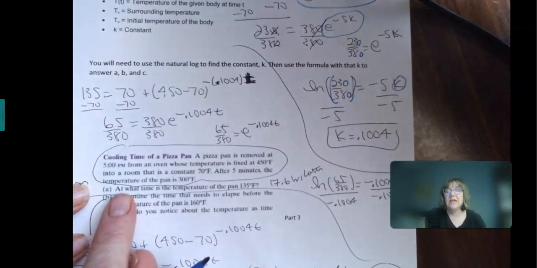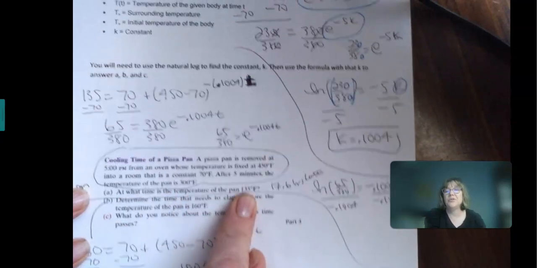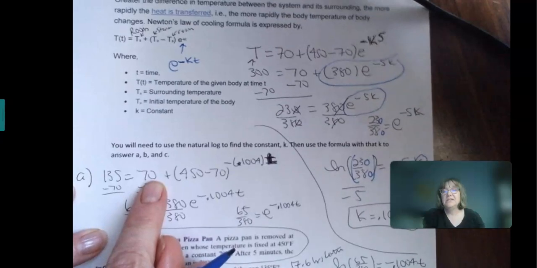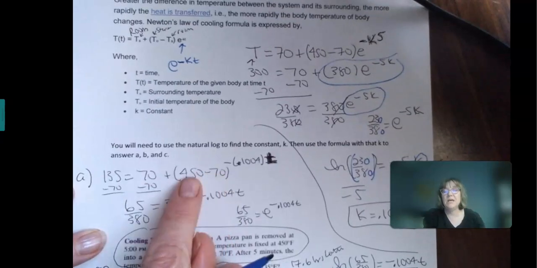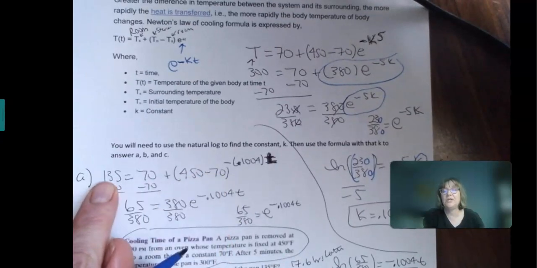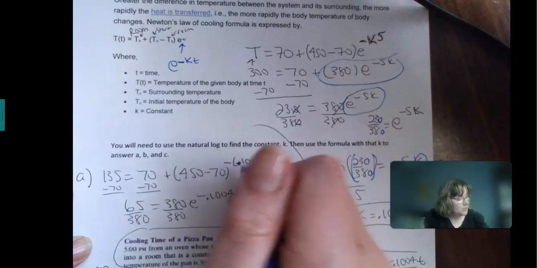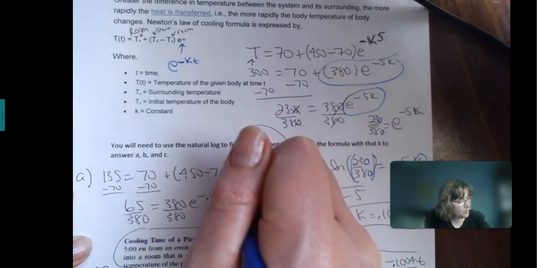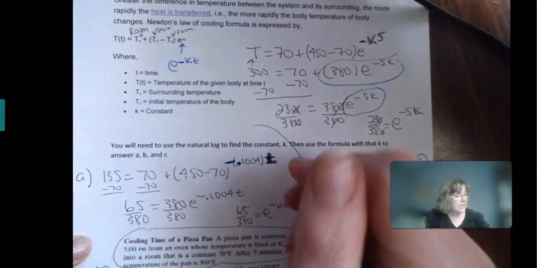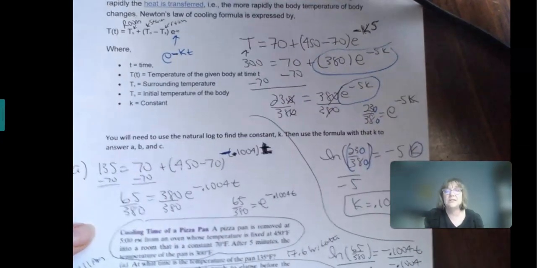Okay, so let's look at A. When is it going to be 135? Okay, again, this is room temp, this is what it came out of the oven. Now I want to know, when is it going to be 135? Now they're asking me for time, but see, now I know my constant, right? I know that there's a negative point, and that's my constant times time. So my goal is to solve for time.